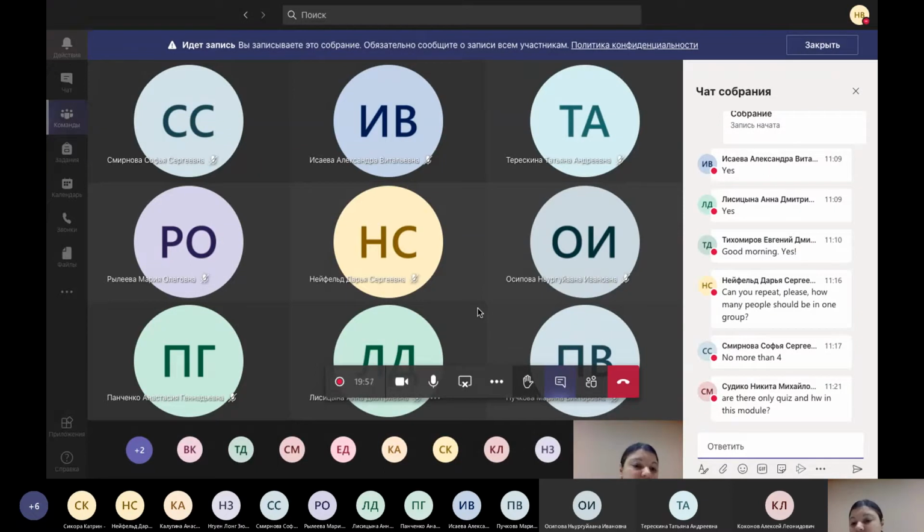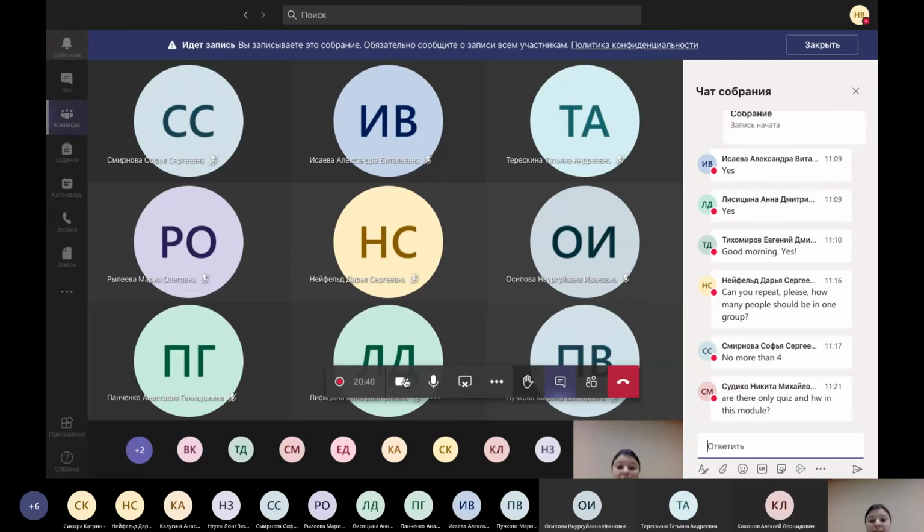There are only quiz and homework in this model. There are 2 forms of control: first of all, the quiz, and secondly, homework. And certainly your participation in lectures and seminars, and certainly I'll put a mark on your class assessment, and on the other forms such as homework and quiz. In other words, by the end of the second module, I'll determine 3 marks: on your class participation, on your quiz, and on your homework.